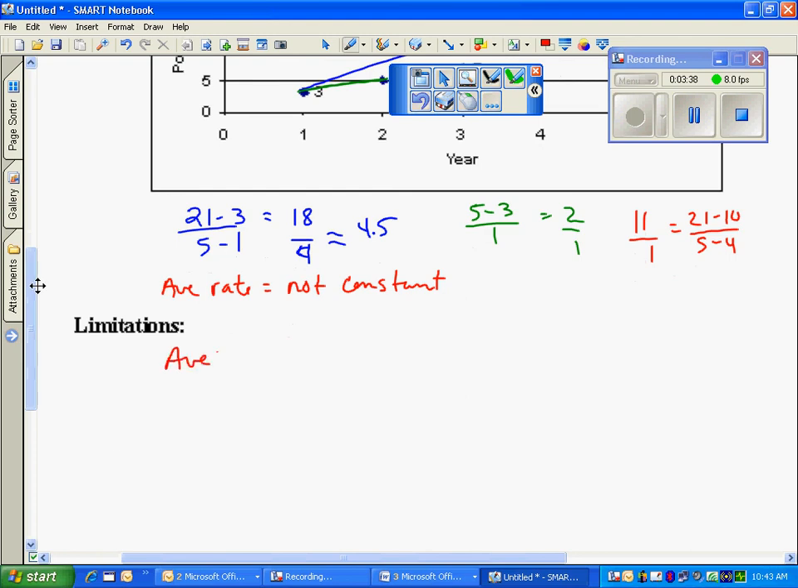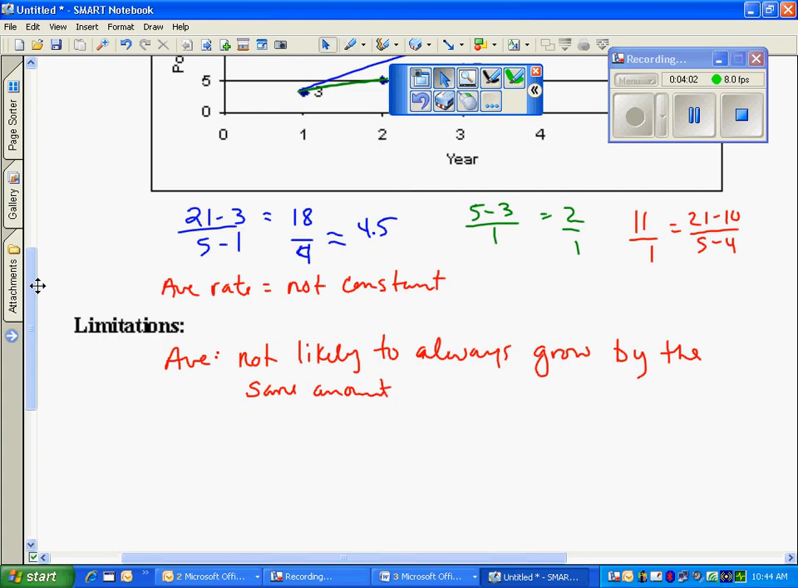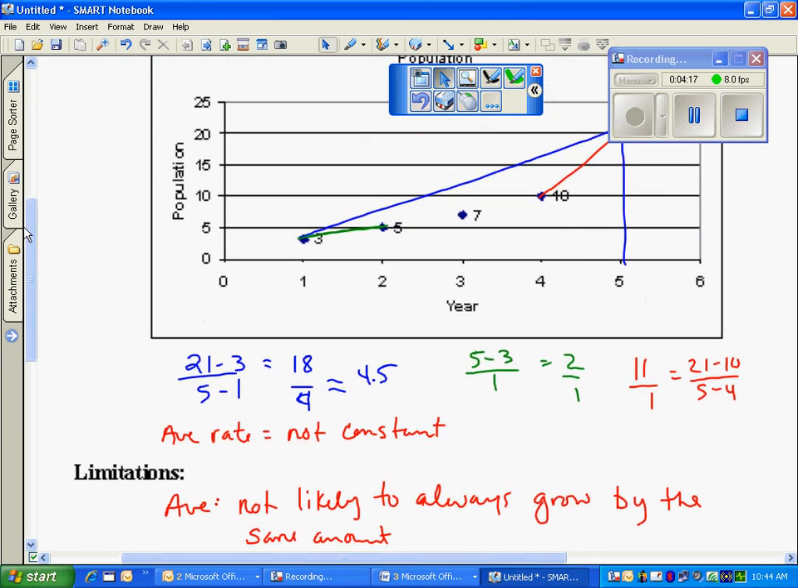When we talk about an average, it's not likely to always grow or be as fast as my car is going by the same amount. So just as in this picture, our average was different at the end than it was at the beginning. So when we look at average, we're looking at the whole entire picture from beginning to end and not little pieces on its way through. But the average is how much change would I have per year, per unit of time. Change per unit of time.